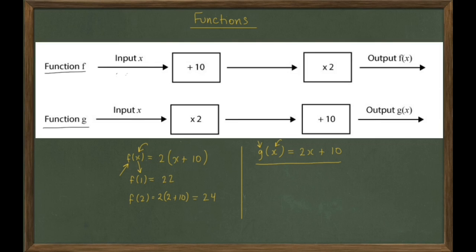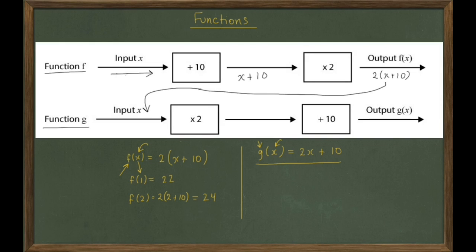So we start with the value of x, which we put into the function f. We add 10 to that value, we get x plus 10. We multiply that value by 2, and we get 2 times (x plus 10). Now what I want to do is take this output and plug it into g.